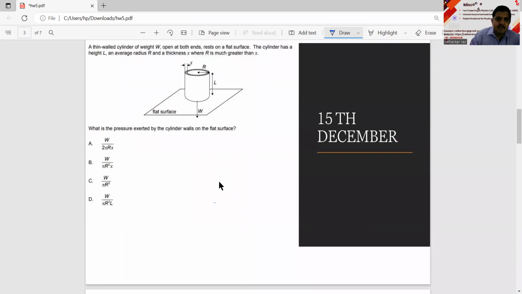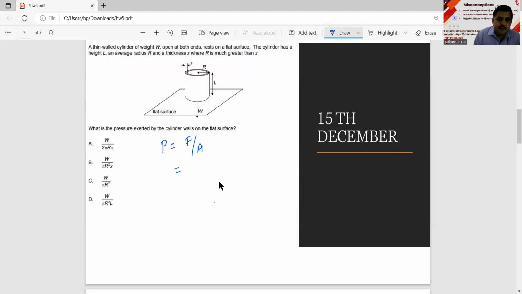A thin-walled cylinder of weight W, open at both ends, rests on a flat surface. So you have something like this, a cylinder with height L, average radius R, and thickness X, and R is much greater than X. Okay, so everything is given here. So you need to find out what is the pressure. So you have a cylinder kept over here. So what is pressure given by? Pressure is nothing but force divided by area, right?